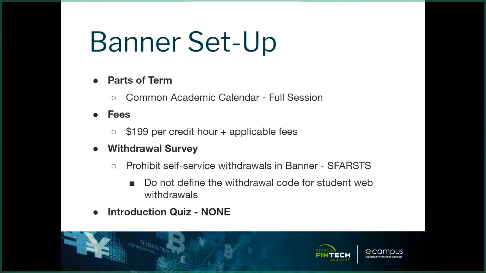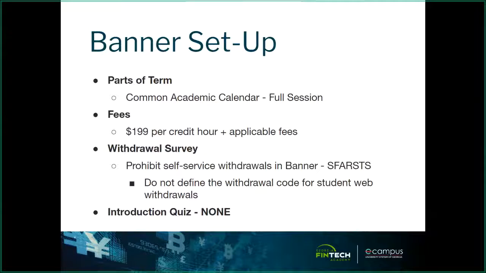Also, your fees will be $199 per credit hour plus any applicable institutional fees, and that is very similar to your eMajor programs if you participate in those. So if you already have a part of term that is full session, if that even applies to your fee assessment at your institution, that could potentially be used, but otherwise you may need to set up a new part of term.